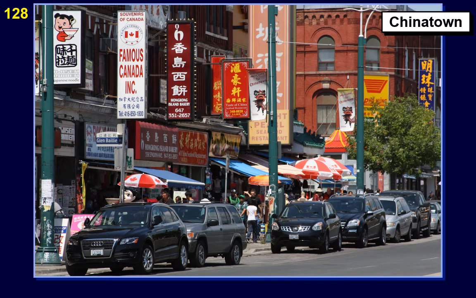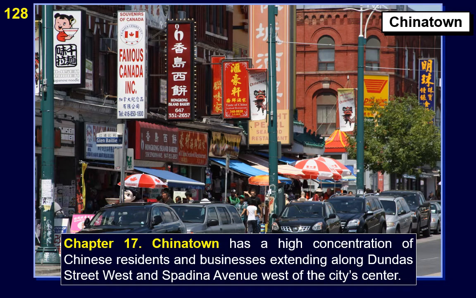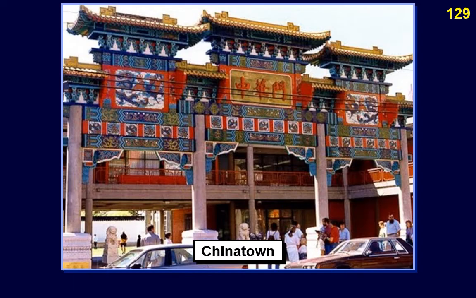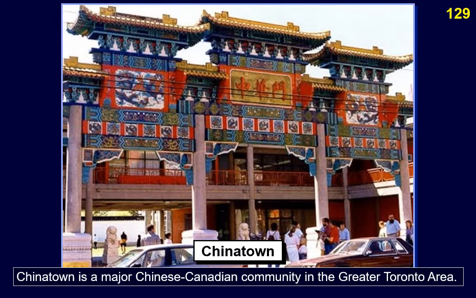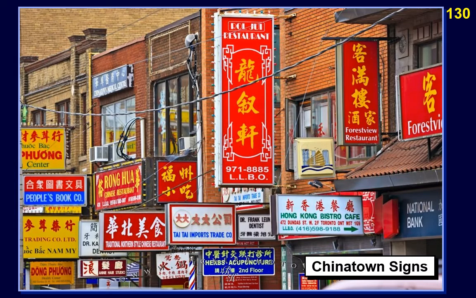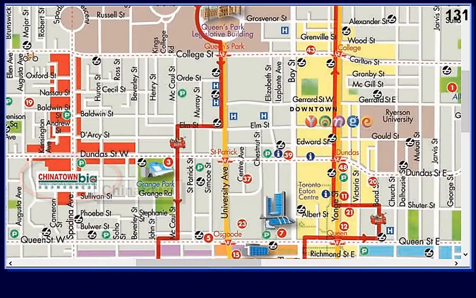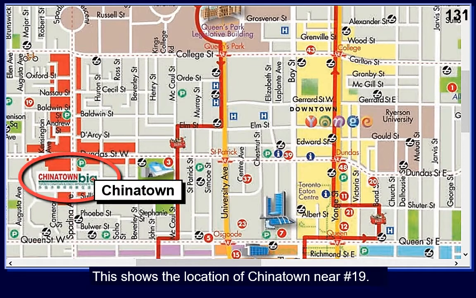Chapter 17. Chinatown has a high concentration of Chinese residents and businesses extending along Dundas Street West and Spadina Avenue west of the city's centre. Chinatown is a major Chinese-Canadian community in the Greater Toronto Area. This is a profusion of signs in Chinatown. This shows the location of Chinatown near number 19.